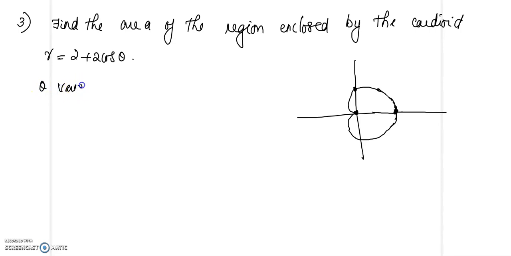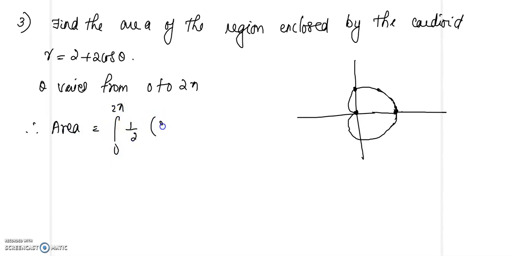So theta varies from 0 to 2π. So therefore area will be integral 0 to 2π 1/2 (2 plus 2 cos theta) whole square d theta. ഇനി നമുക്ക് ചെയ്യുമ്പോൾ we can use symmetry also. I can take this as 2 times integral 0 to π. കാരണം മേളത്തെ പോർഷൻ്റെ ഏരിയ തന്നെ ആയിരിക്കും താഴത്തെ പോർഷൻ്റെ ഏരിയ വരിക. So we can use symmetry and take it as 2 times integral 0 to pi 1/2 (2 plus 2 cos theta) whole square d theta.